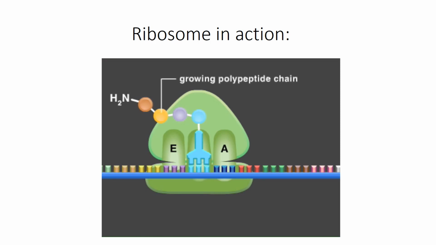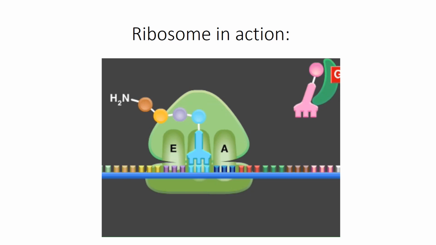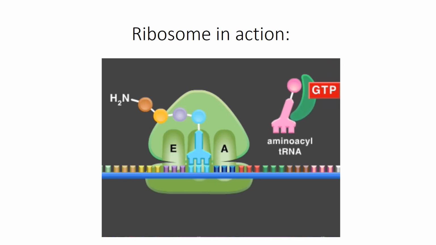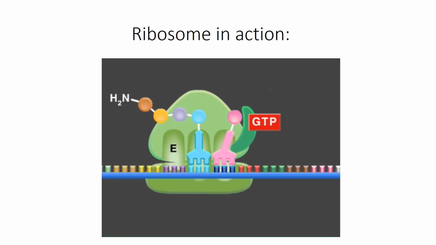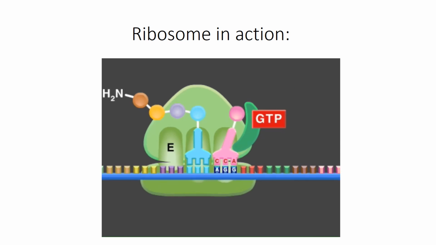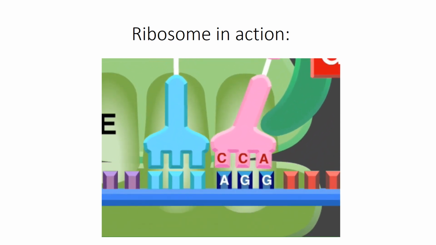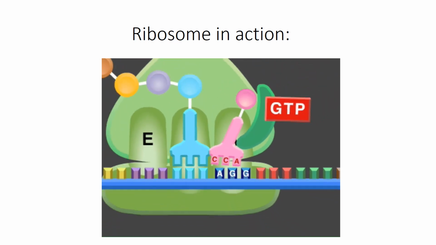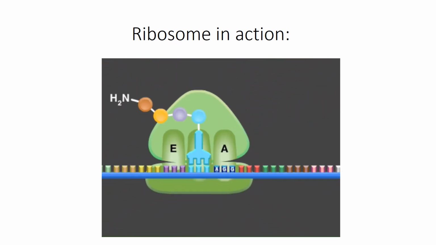To extend a growing polypeptide chain, the ribosome must select the correct amino acids that are specified by the messenger RNA. An aminoacyl tRNA bound to elongation factor TU, EFTU for short, enters the free A site on the ribosome. If the anticodon of the charged tRNA does not match the codon in the messenger RNA, the tRNA is rejected. The process of trial and error repeats until the correct tRNA is identified.